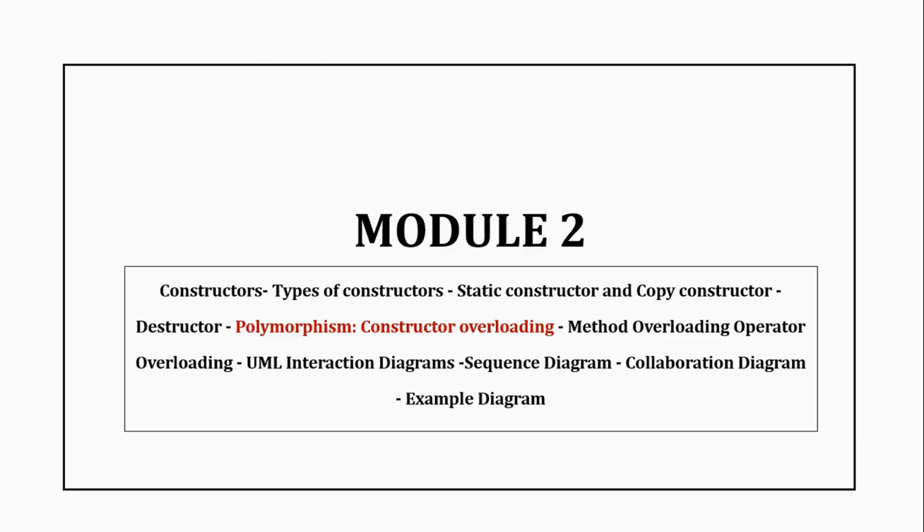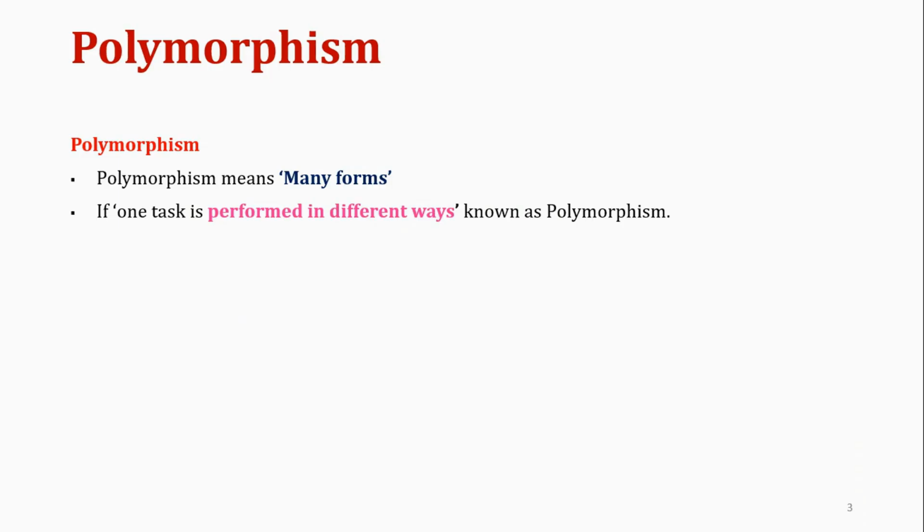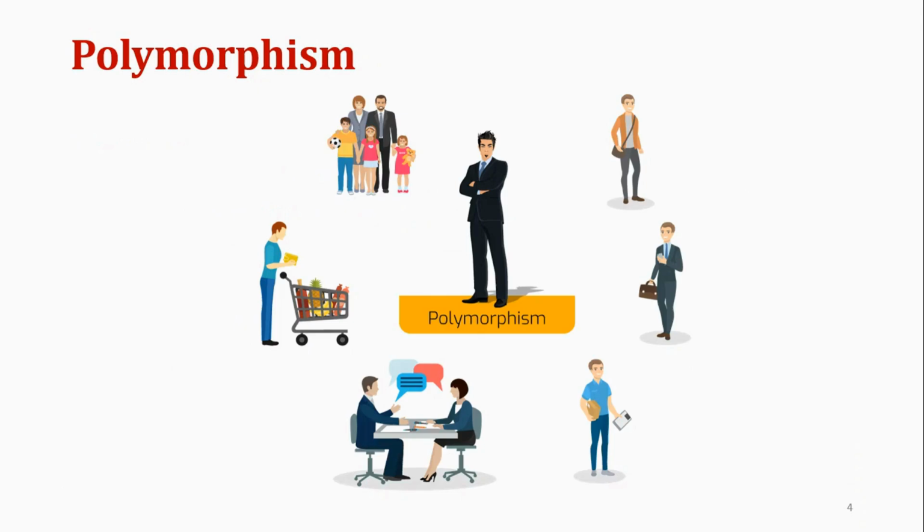Let us start. Polymorphism, as we discussed in the beginning, means taking many forms. One task can be implemented in different ways, or one entity can act differently depending upon the situation. The example we discussed was that a man can take many forms, like an individual, an office executive, a sportsman, a business fellow, a salesperson, a customer in a grocery shop, or a family man. Like this, one entity can take many forms. That is called polymorphism.